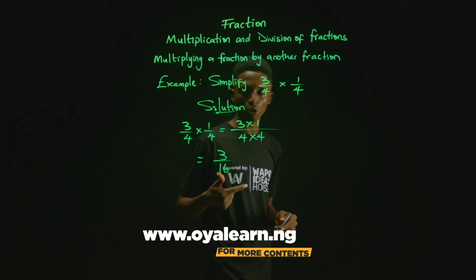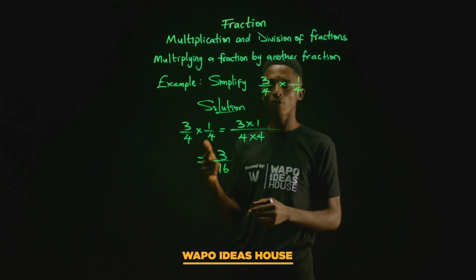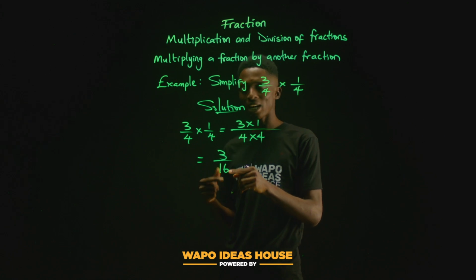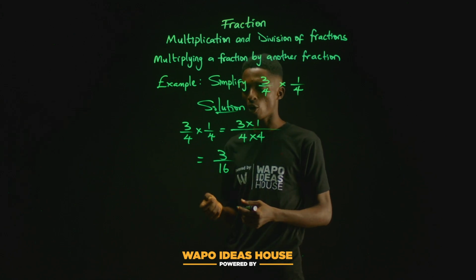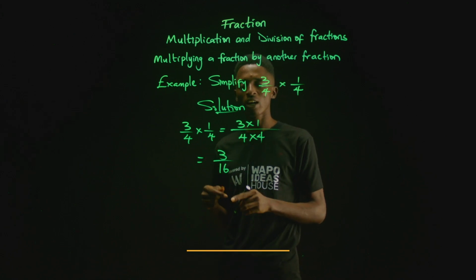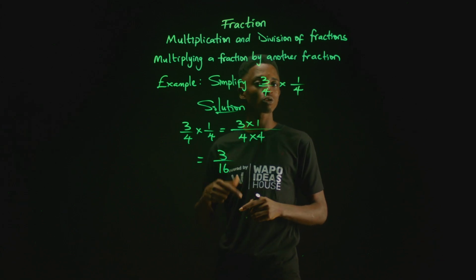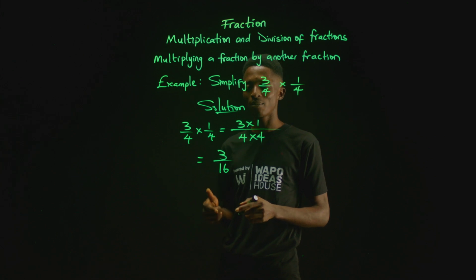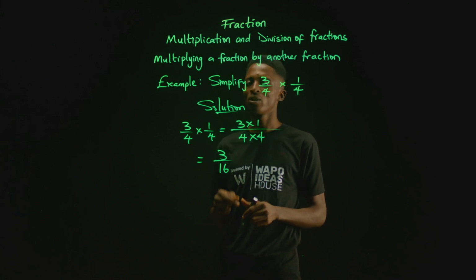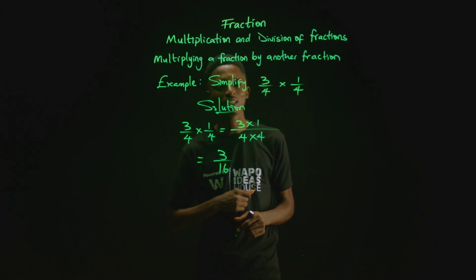Now, check your solution to see if there is any common factor. In this case, we have 3 and 16, which do not have any common factor. So this fraction is already at its lowest term. Remember to always bring your fraction to the lowest term when you get your solution. So in this case, our answer is just 3/16.